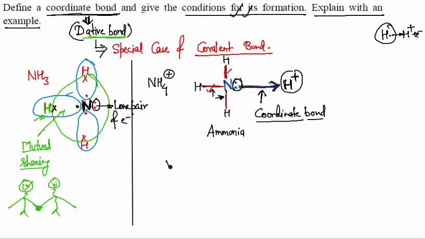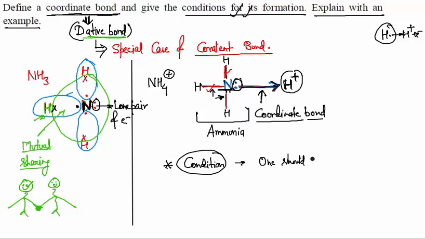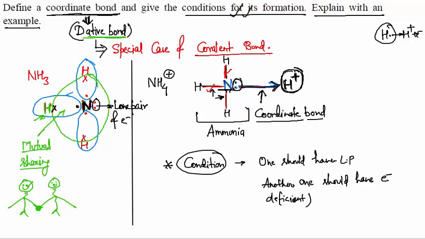Now what should be the condition? That means one particular compound or one particular atom should have a lone pair, and the other one should be electron deficient. This H plus is electron deficient. So in this case, these two electrons will be provided by only one atom.